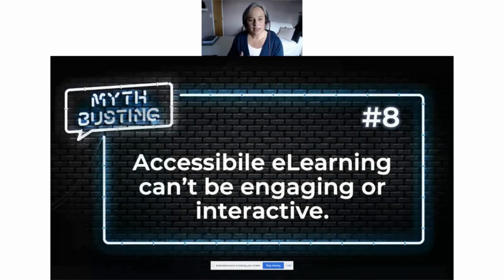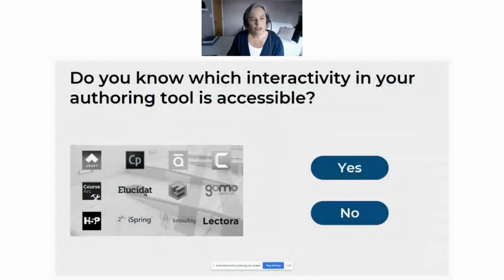So I actually think that this misconception is probably the single most damaging to the reputation of accessible e-learning that we have. And I think it is the reason why so many e-learning professionals don't engage with accessibility. So we'll start our exploration of this myth with one final question for you to think about. Do you know which interactivity in your authoring tool is accessible? So that's either yes or no.